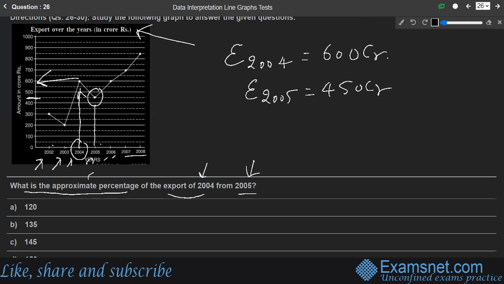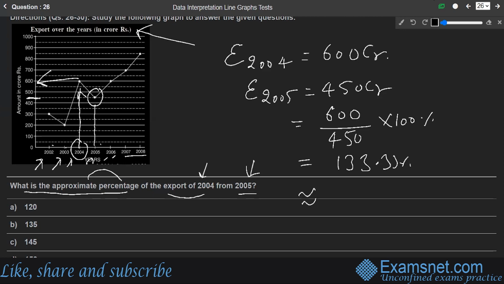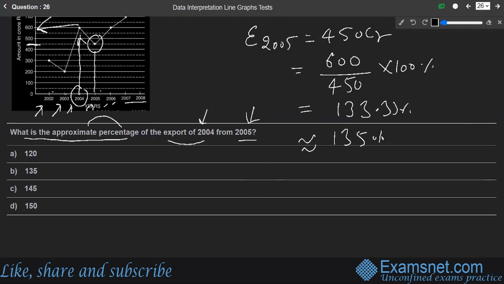He's asking what is the approximate percentage of 2004 to 2005. So 2004 is to be taken first, that is 600, divided by 2005, which is taken later, into 100%. This is how it will be solved. If we solve this, it comes to exactly 133.33%, which can be approximated to match the answers as 135%. In the options we do not have 133.33, but we have an option as 135. That's why it has been approximated to match the option, so it becomes the right answer.